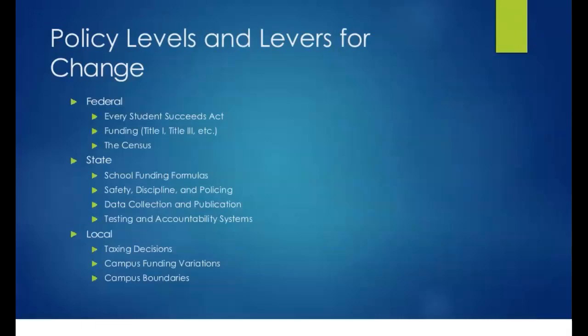So for example, at the federal level, we know we have ESSA, the Every Student Succeeds Act. There are a number of federal laws related to funding, including Title I and Title III. There are now obviously many discussions around the decennial census that is coming up and the impact that that will have on particularly funding and representation that affects students in schools. And of course, these examples that I'm giving overlap with each other. And so some of these policies are influenced at multiple levels.